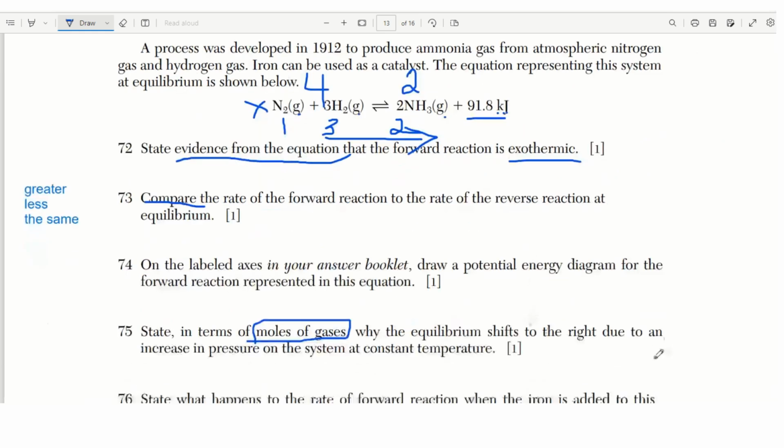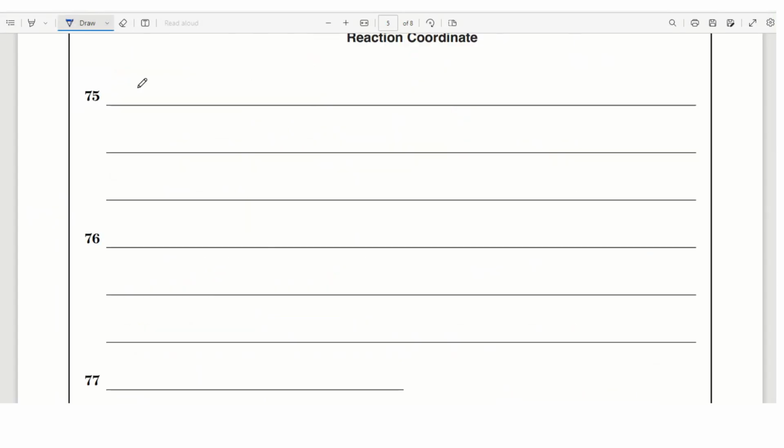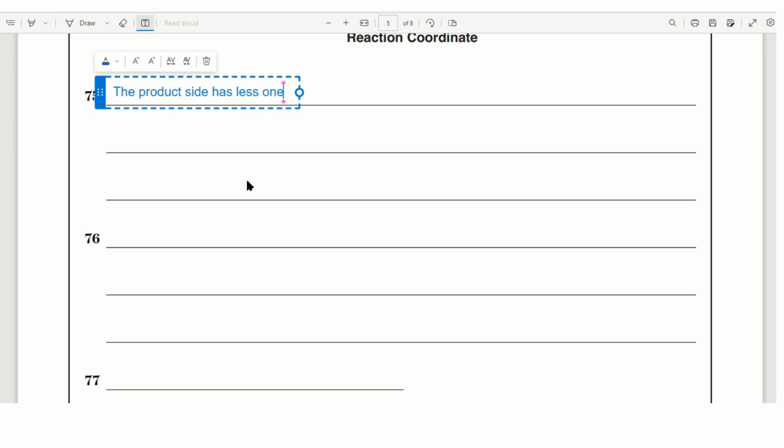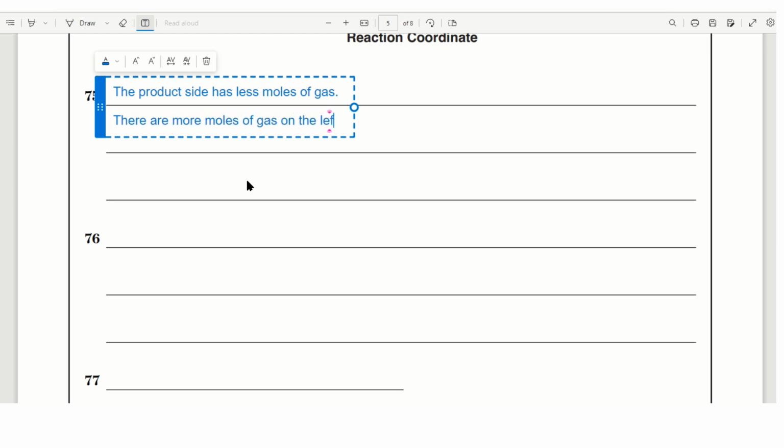So why does the equilibrium shift to the right when you increase the pressure? The product side has less moles of gas. Right? That's one answer, has less moles of gas. Okay? You could also say there are more moles of gas on the left side of the equation.